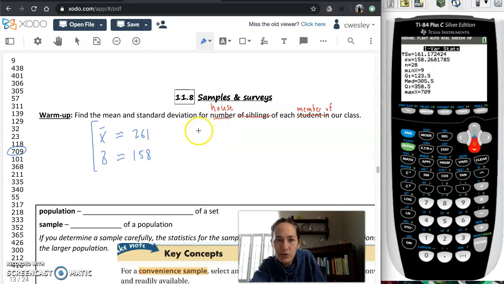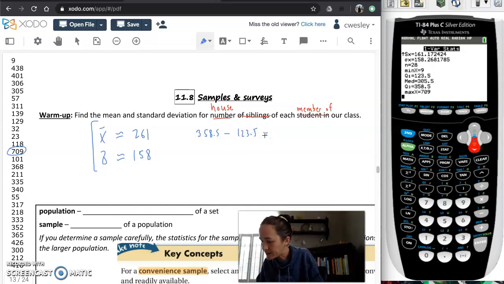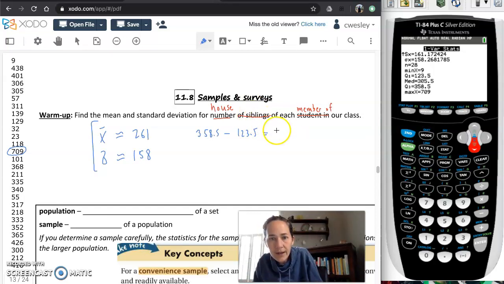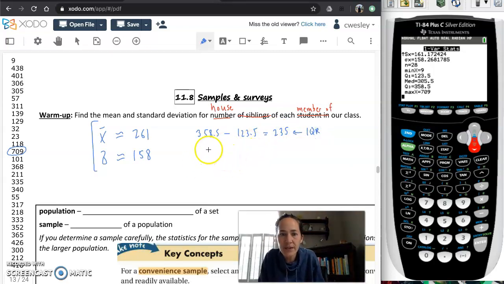Let's get the IQR and find outliers. So IQR is Q3, 358.5 minus Q1, 123.5. You can go ahead and type that in. I think I did here on my side calculator. I got an IQR of 235. That is the IQR. Let's refresh the 1.5 times IQR criterion.